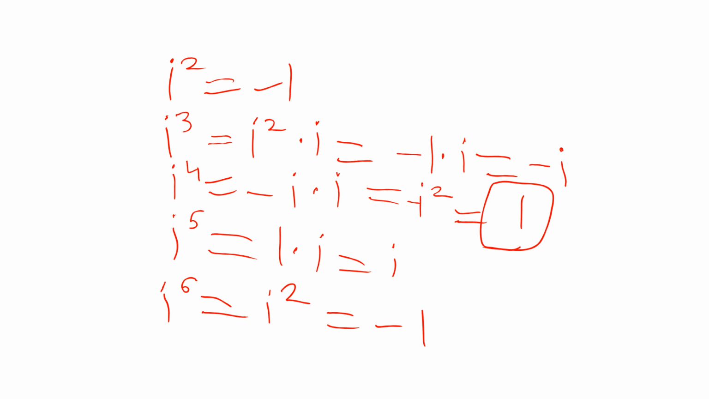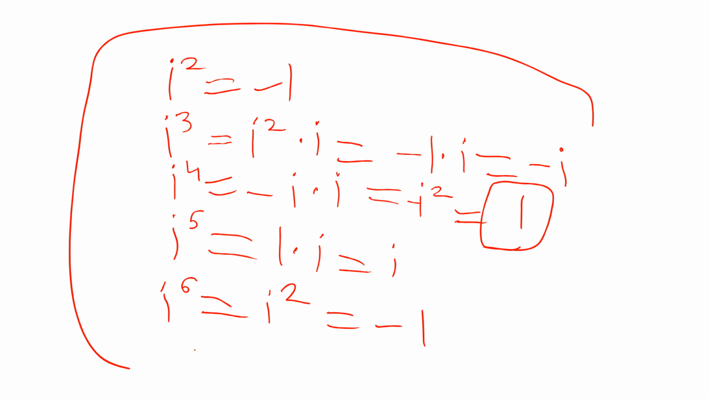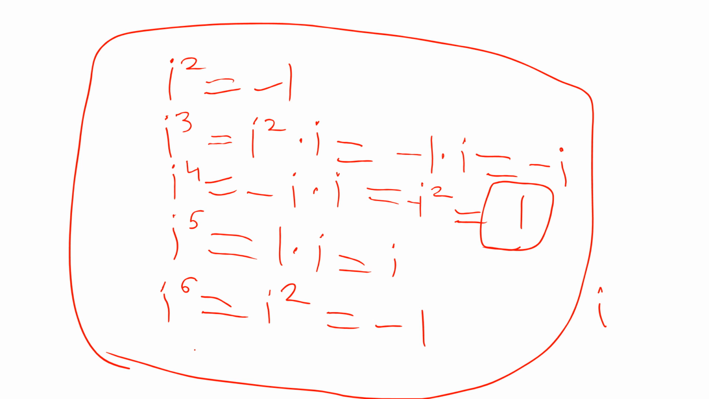And then i to the seventh is again optional, but I just recommend you memorize these. This is because we have certain problems when we use these imaginary numbers where we're asked to raise i to the power of big numbers such as 2,000. So you're going to have problems like this.